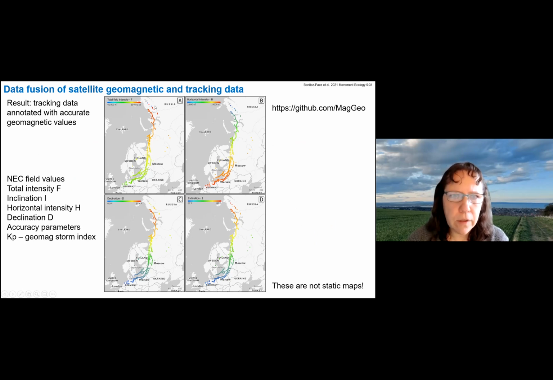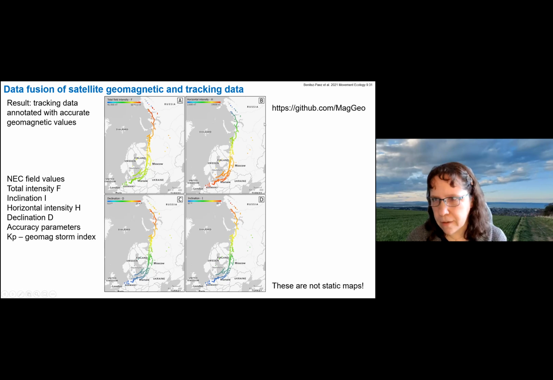And we annotate each of the points in these trajectories with the field values, the actual measurements, and then various values: intensity, inclination, and so on. And also the storm index, so that helps us tell if there was a storm or not at that specific moment in time. And note that these are not static maps. So this is basically what the bird encountered as it went, right? So if it was in this location, it had this much horizontal intensity.